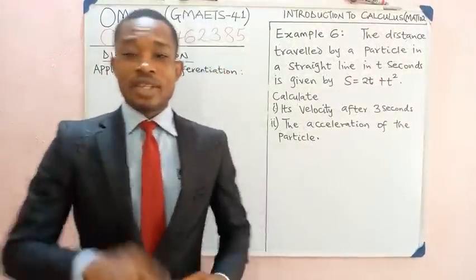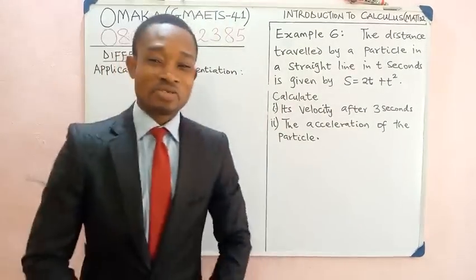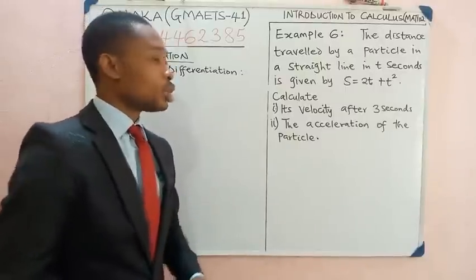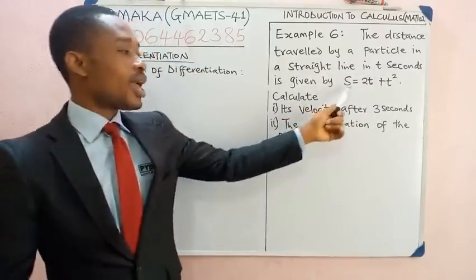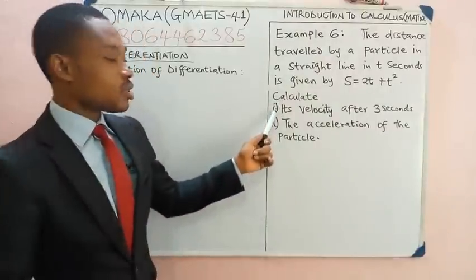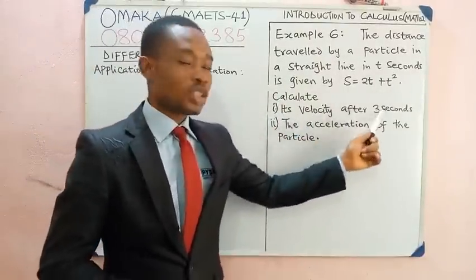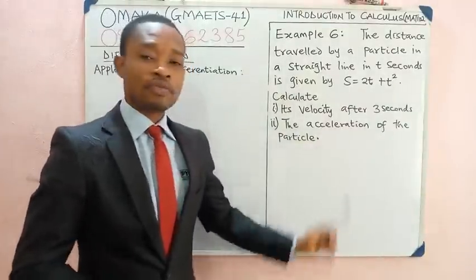Example number 6 now. This question is a motion problem, and so we need some knowledge of physics. The question said that the distance traveled by a particle in a straight line in t seconds is given by s equal to 2t plus t squared. Calculate (i) its velocity after 3 seconds, (ii) the acceleration of the particle.